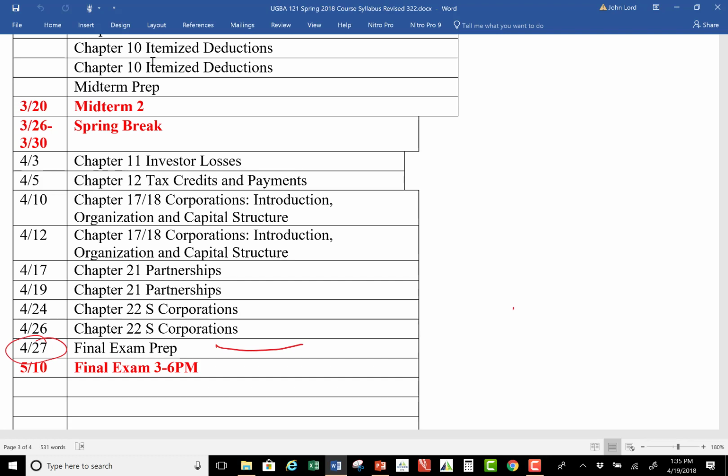And that shouldn't be shocking because of chapter 21 and chapter 22, look at how quickly we got through them. So you got 3 hours on 5/10, right? 3 to 6 p.m., nighttime. You'll have the whole class period.